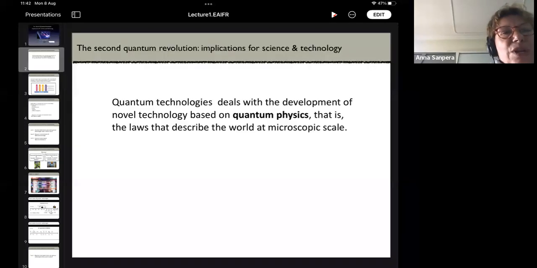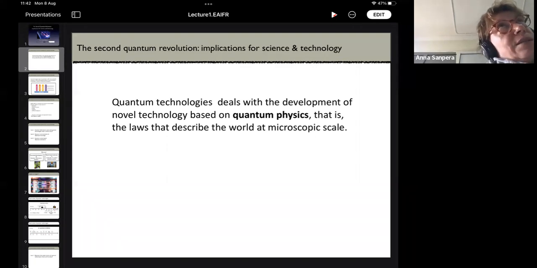So first of all, I want to explain very simply what these quantum technologies are. Quantum technologies deal with developing novel technologies using quantum physics, the laws of physics that describe the world at the microscopic scale. Of course, in this sense it is not new, because we have used quantum technologies for a long time. But this use of quantum physics at the microscopic scale means the use and control of single atoms, single molecules, or a few atoms. So it's really single-particle effects.